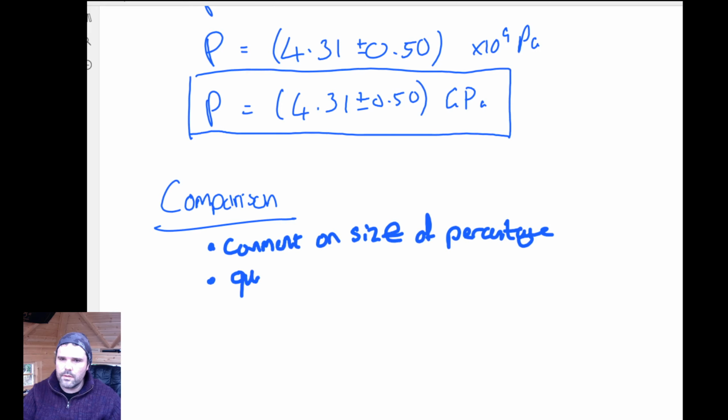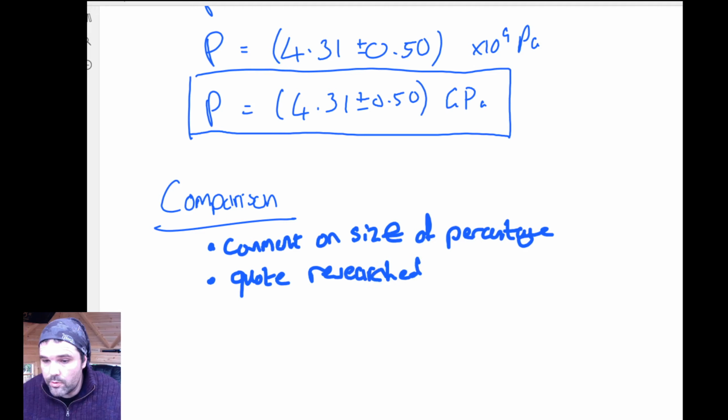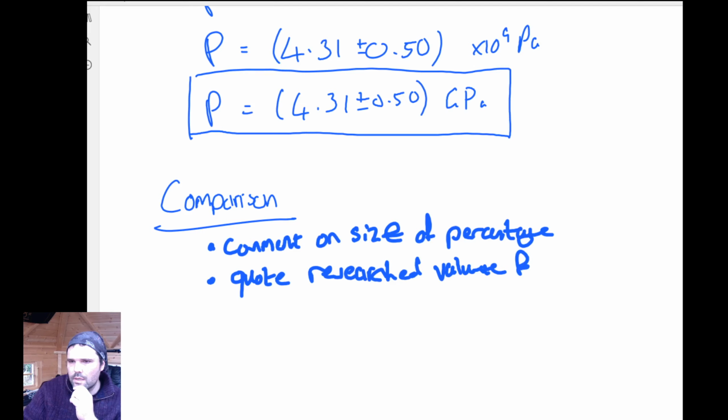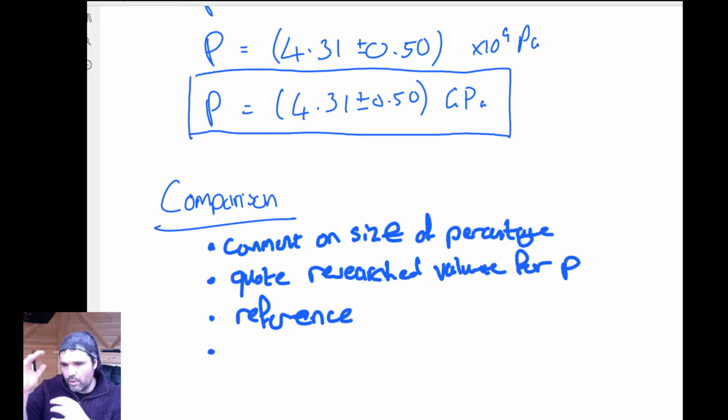Quote a researched value. So you'll need to look up what the resistivity of your metal was. So quote a researched value. We need the reference. This is a marking point. You won't hit full marks on this if you don't reference your information. So you need to put a reference in there for that. Just one, just fine. Just put a value.